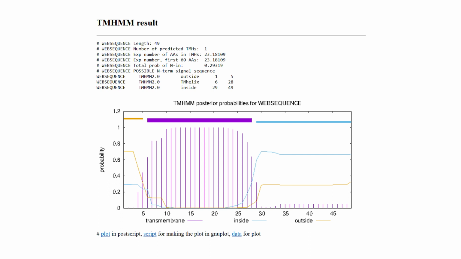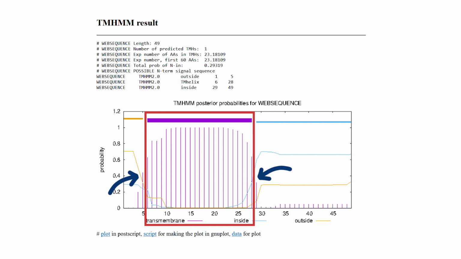And then outside is saying that's the part of the protein that is located outside of the cell or outside of the ER. So if we just look at the purple line here, we see that there is a high probability in this region that these amino acid residues are within a membrane. And then this starts to taper off.